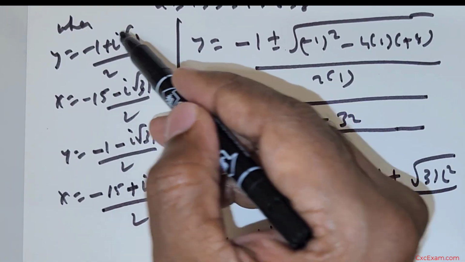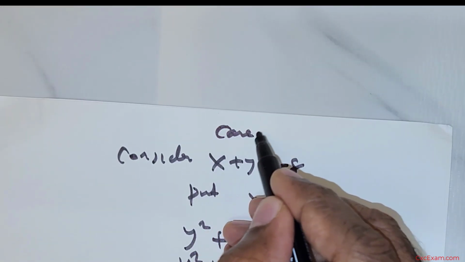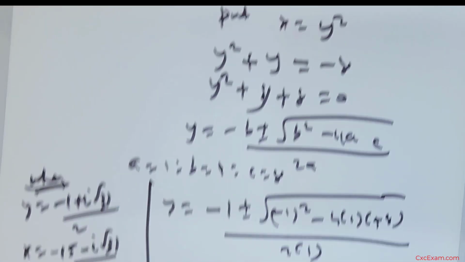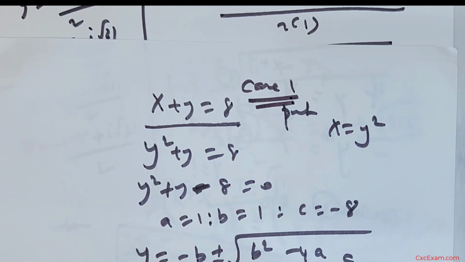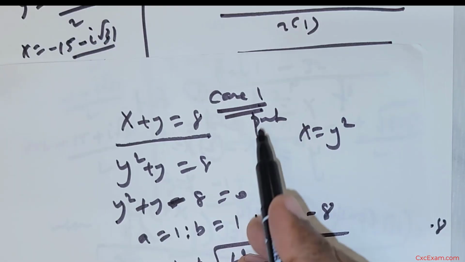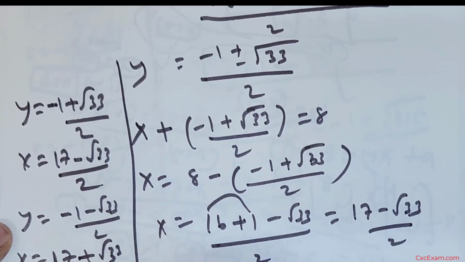So these are the x values, right? So two cases I have given here. This is case 2, right? And this is case 1. Okay, case 1, these are the values for x and y. Case 2, these are the values.